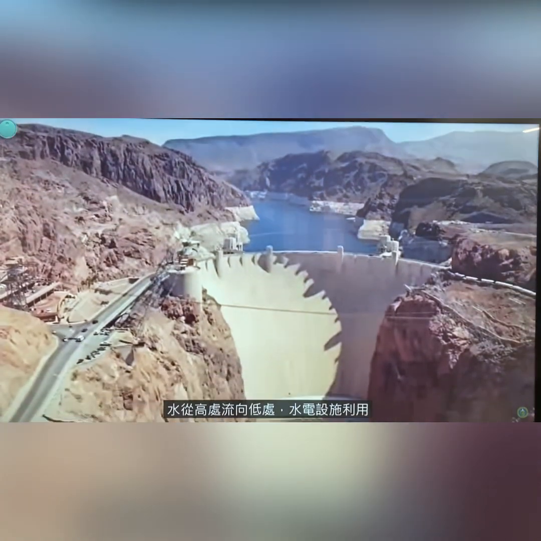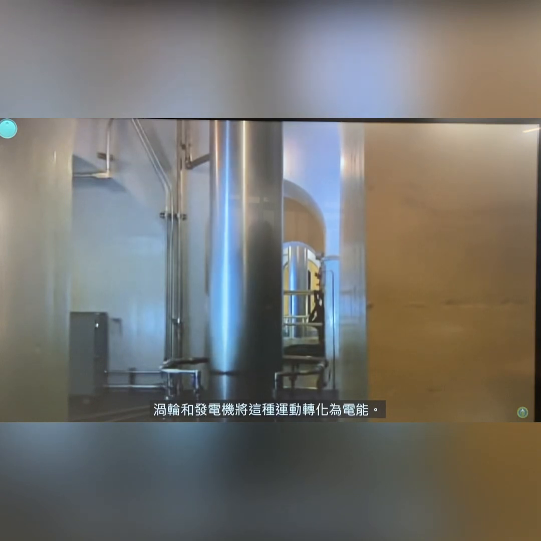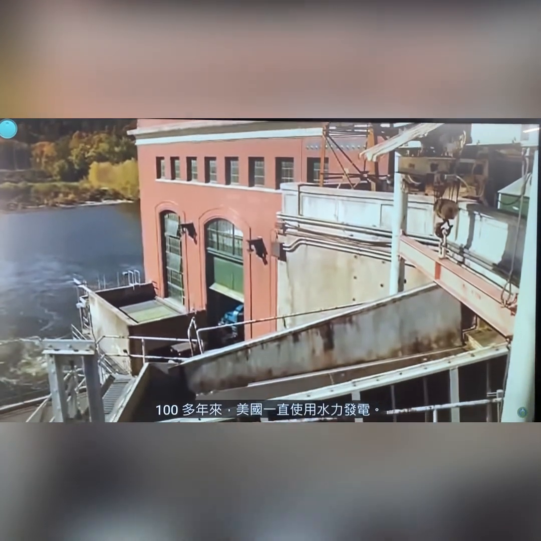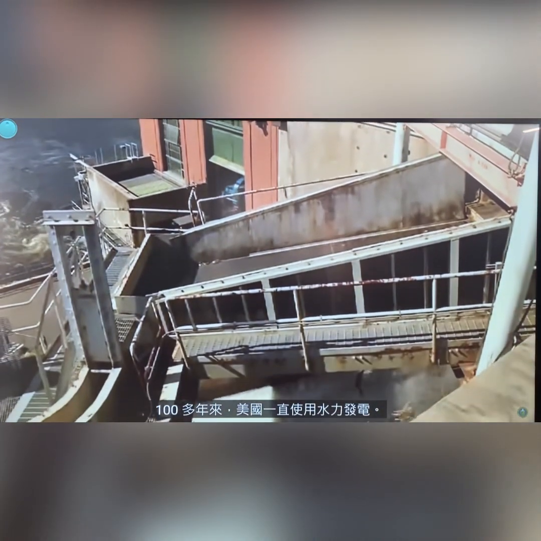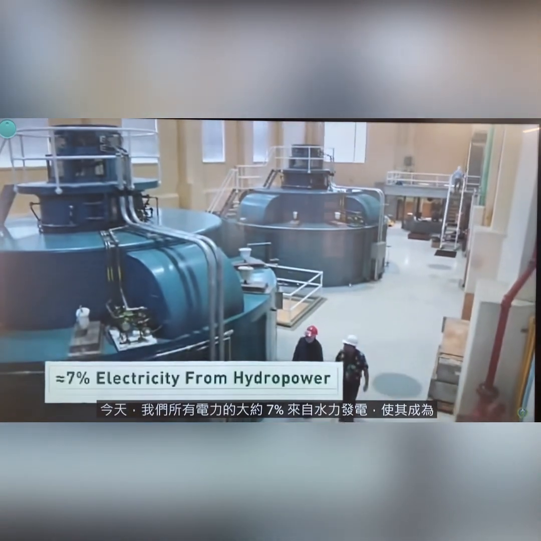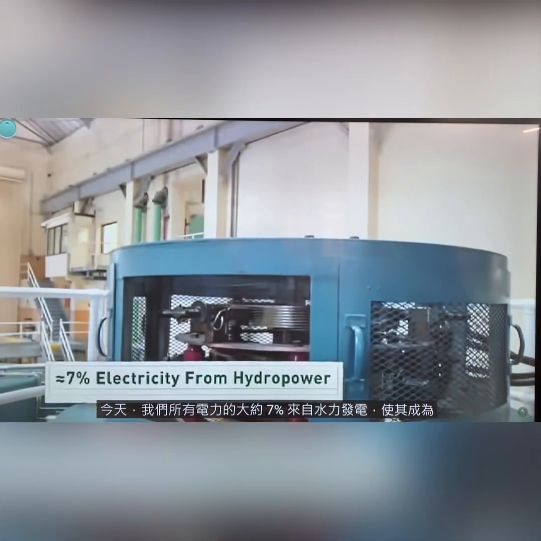Water flows from a higher elevation to a lower elevation, and a hydropower facility uses turbines and generators to convert this motion into electricity. America has been using hydropower to generate electricity for more than 100 years now. And today, about 7% of all our electricity is generated from hydropower, making it the largest source of renewable power.